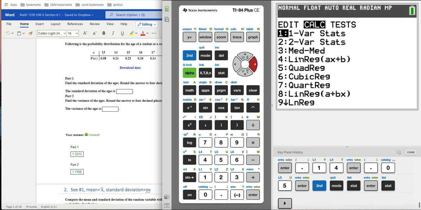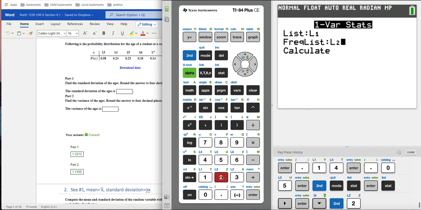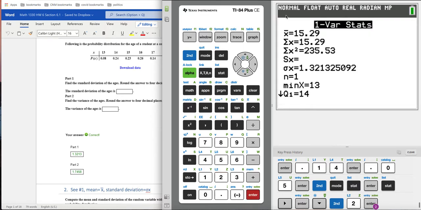Then it's going to be stat calc and one-var stats. List is L1, frequency list, you have to put in L2 again by doing second and then number 2 for L2, and then calculate. Depending on what a particular question asks for, you'll get the mean here. It's always going to be population standard deviation, and it doesn't even give you a number for sample, so nothing that you need to know there.